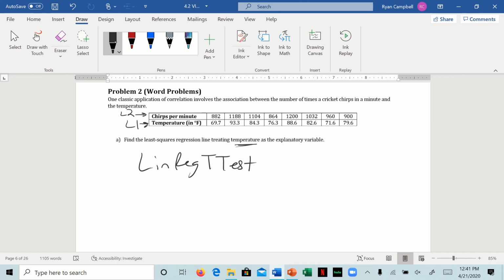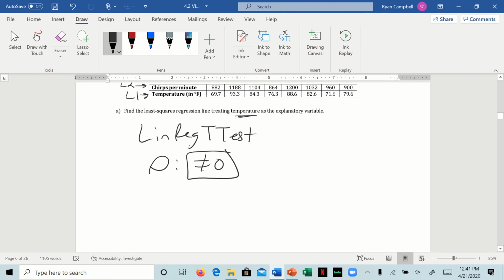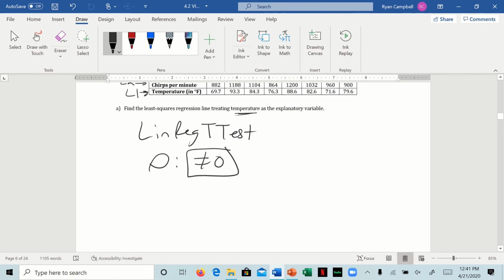So what's the only thing we need to check in linreg t-test? Make sure that rho does not equal 0. That's true. Good. So, again, if you need to pause this video, go for it. So when we get the whole thing, right, what's our least squares regression line?